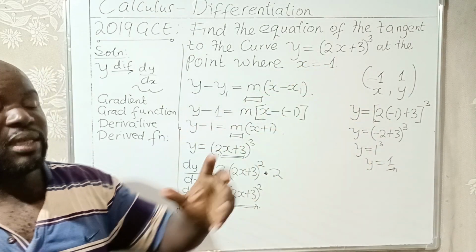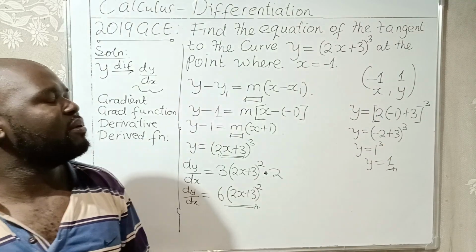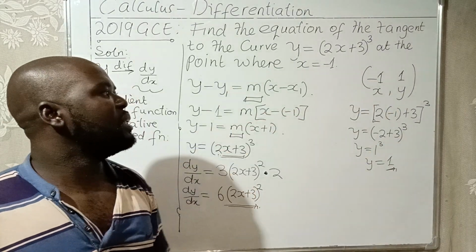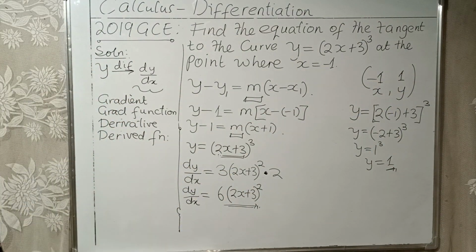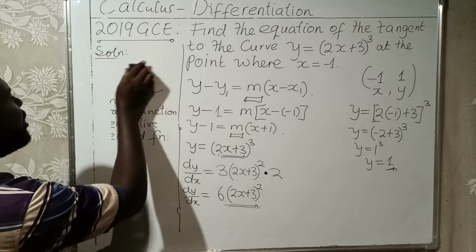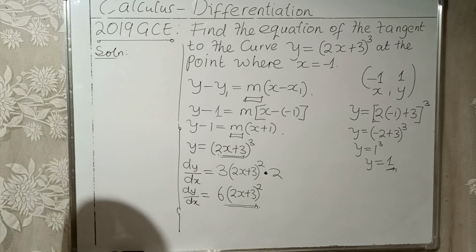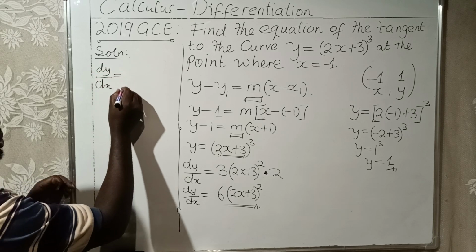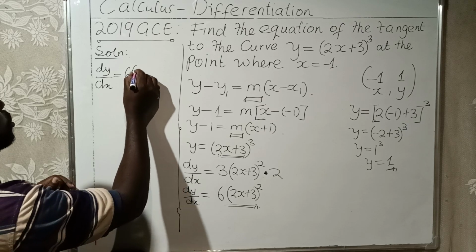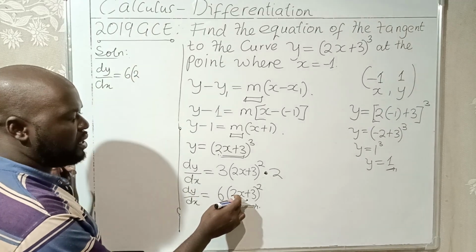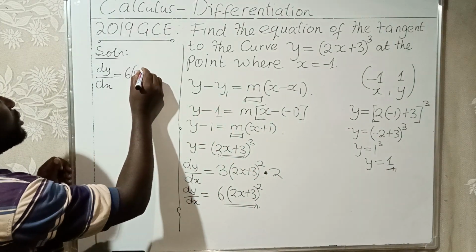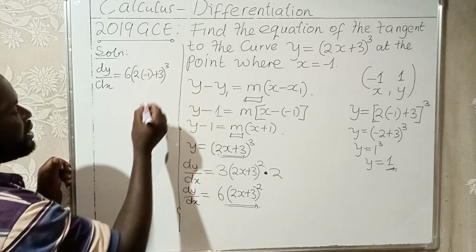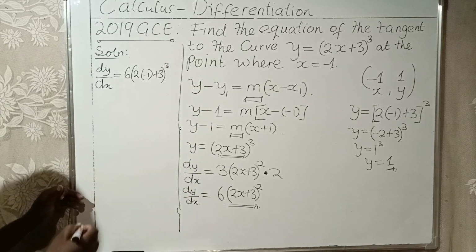So the coordinate, initially we were just given x as -1. So we went on to find a full coordinate, and we got -1, 1. So proceeding from there, we have dy dx is equal to 6, 2x plus 3 index 2. Now we need to substitute here. We need to substitute for x. We put -1, so that we get the actual gradient at x is equal to -1.